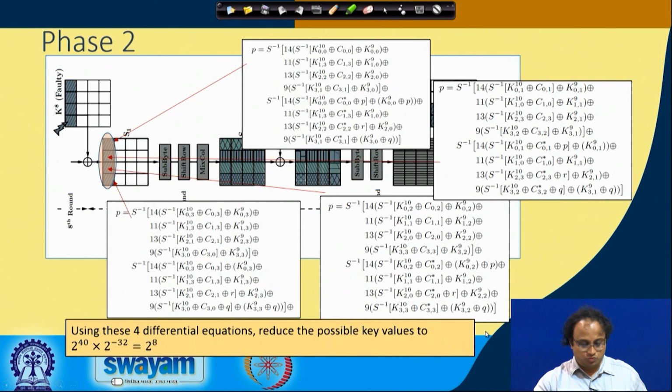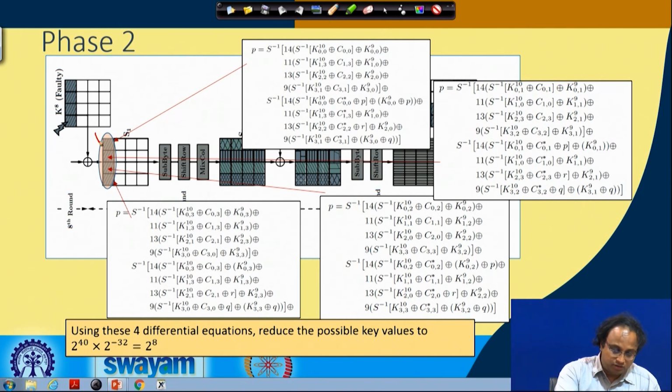So in phase 2, we would like to reduce it further, as we have done for the DFA on the AES data path. For that, we look into this particular column of S1, and we see that here we can form similar 4 equations. This equation is based upon the fact that all the key byte differences that we have here are all P. So I can again form an equation where P equals S inverse. Again, remember that I have to go back through the inverse mix column. So this is how it looks.